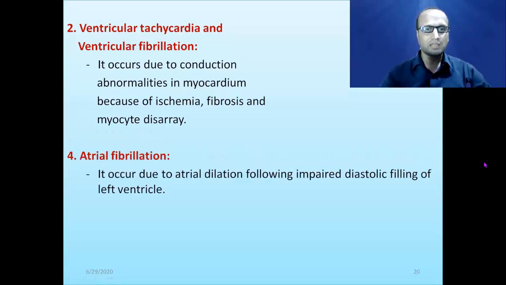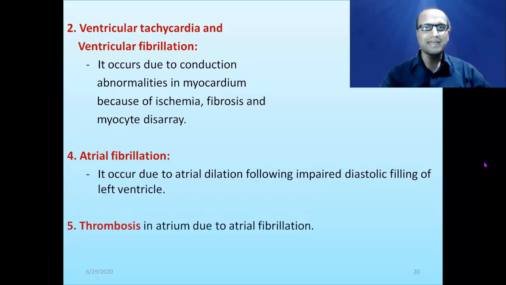Atrial fibrillation occurs because of atrial dilatation. The left atrium dilates because of impaired diastolic filling of the left ventricle. So blood accumulates within the atrium, and blood stagnates in the left atrium. Stagnation of blood predisposes to thrombus formation within the chamber of the left atrium. Emboli can arise from the thrombus, and thromboembolism can occur.